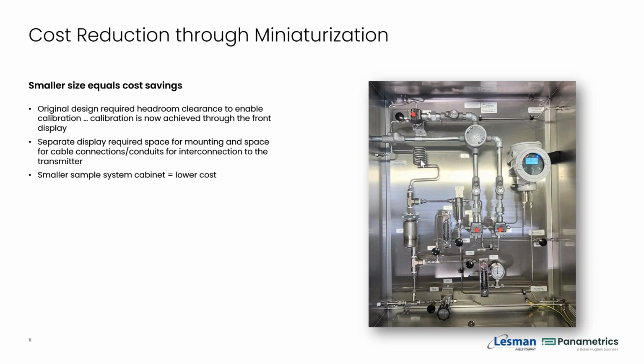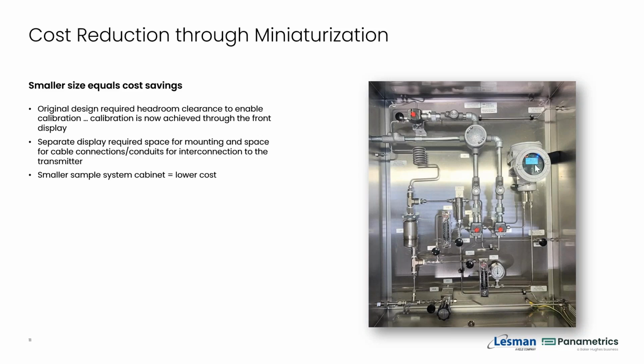Cost reduction through miniaturization. And by miniaturization, we basically eliminated the need for an external display. And the second piece of this is that you can actually get away with a lot less headroom between the top of this transmitter and the box. In the past, with the XMTC, you actually had to take the top cap off and look into the transmitter in order to do the calibration. It was a push button and a couple of lights. Very simple procedure to do the calibration, but you still needed access into the top.